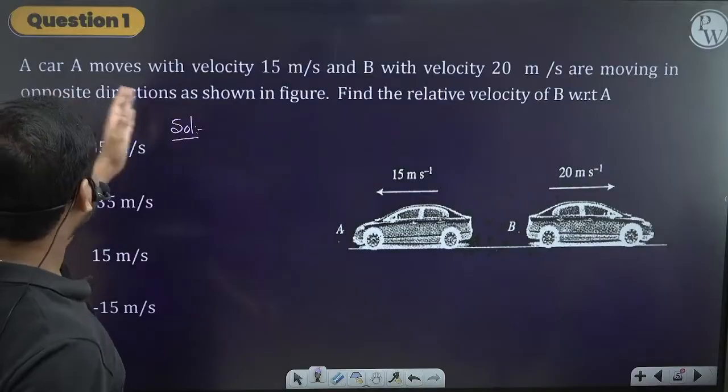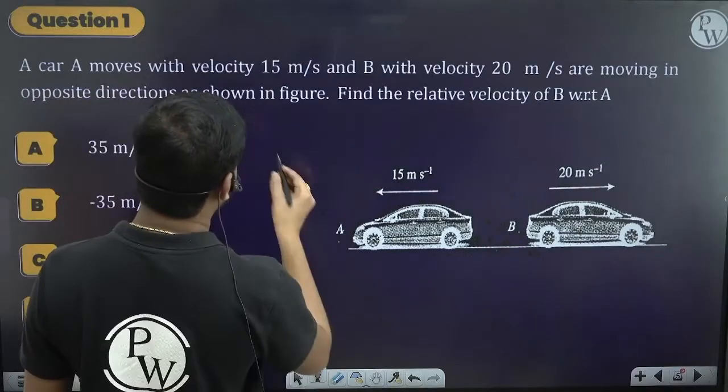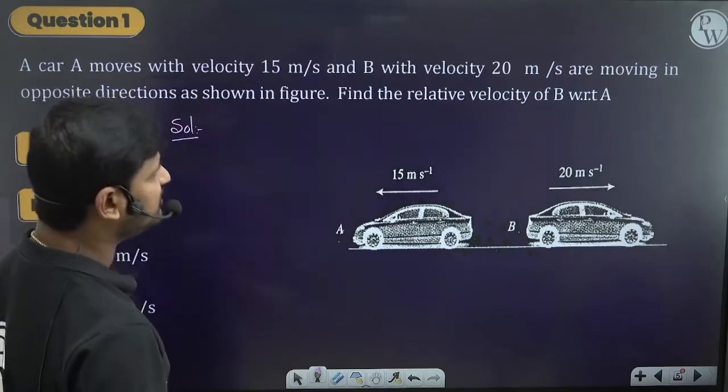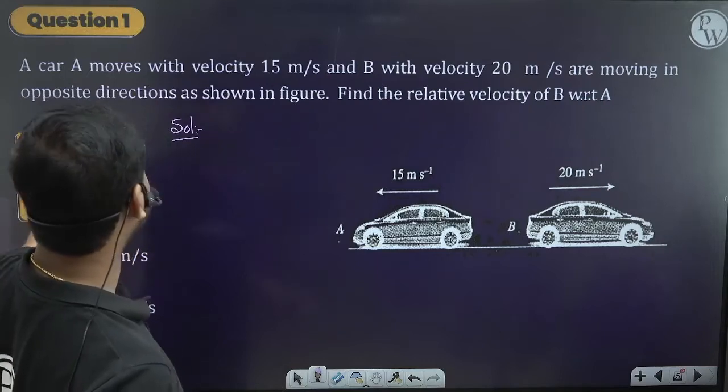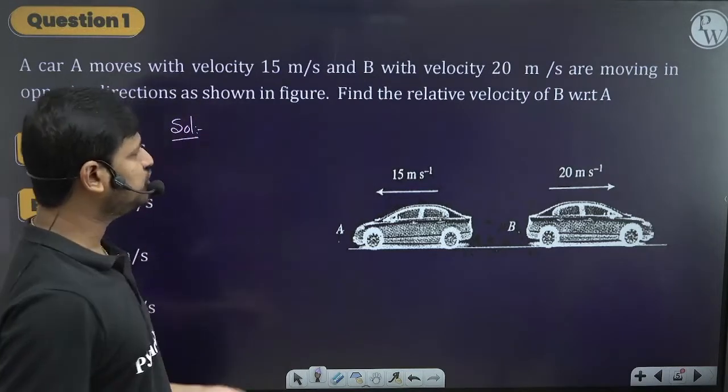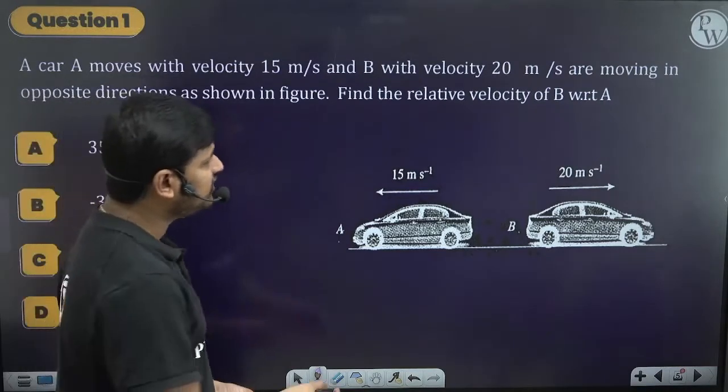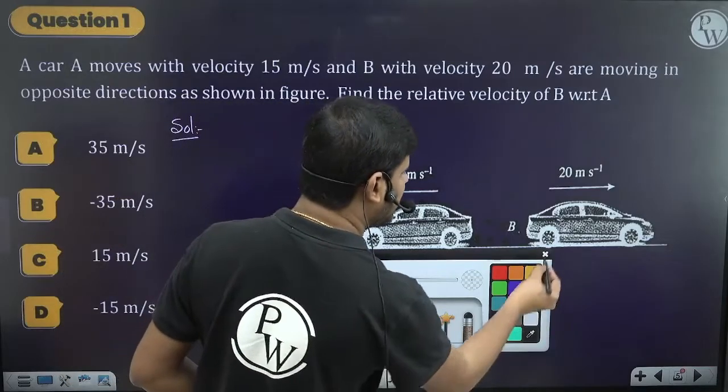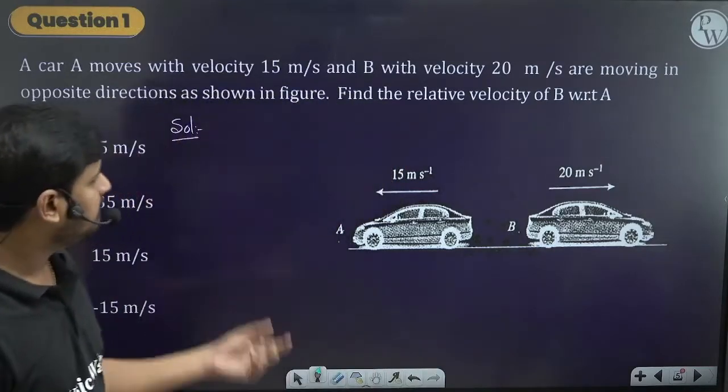A car A moves with velocity 15 meter per second and car B with velocity 20 meter per second are moving in opposite directions as shown in the figure. Find the relative velocity of B with respect to A.